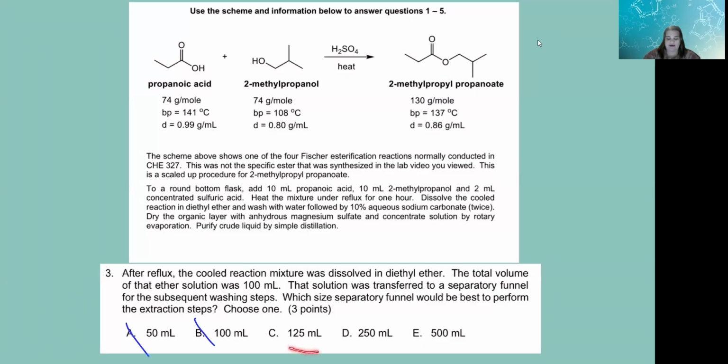What about 125? Do you think that will give you enough room to do your shaky, separate your layers? No, right? You need more space. So we need to use the 250 ml. The 250 ml is a great size. There's a buffer of 150 mLs, right? So we could do a shaky shake. We could let the layers separate nicely. It could take its time. We're not going to worry about it overflowing. 500 is a bit ridiculous. That's pretty big. So the correct answer here is choice D.